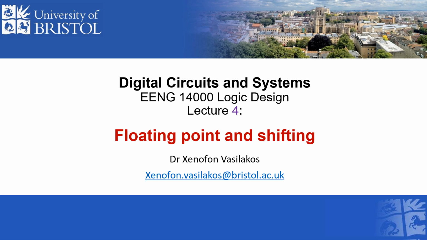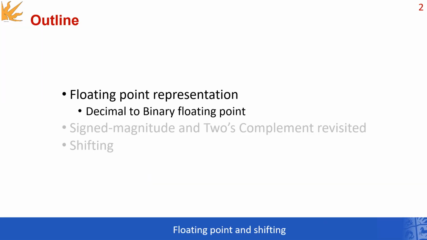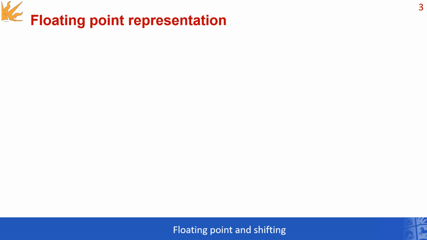So, floating point and shifting. Our first video is going to be on the general knowledge you need to have about floating point representation. And at the end of this video, we're also going to explain how you convert a decimal number to a binary floating point number. And we're going to do that based on a couple of examples.